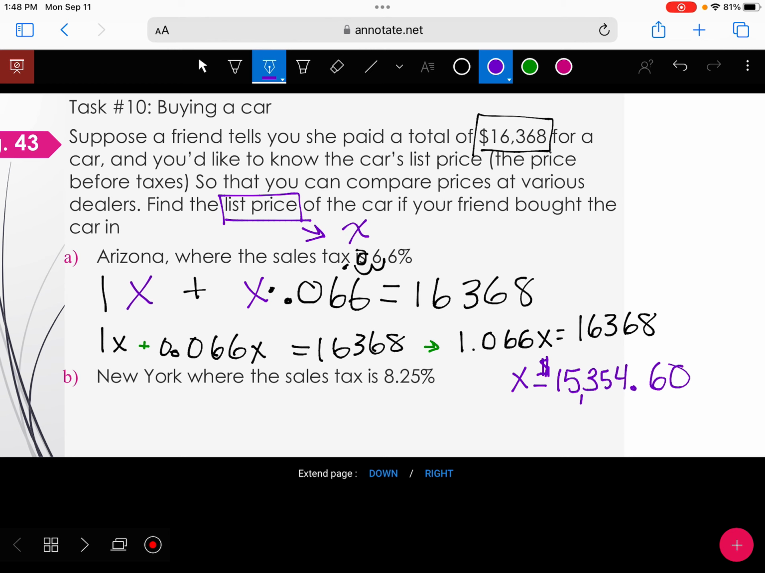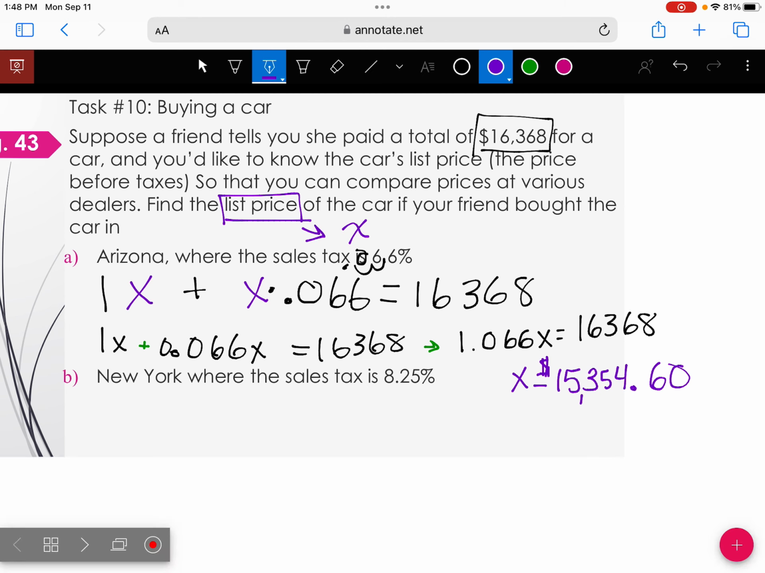For part B, you have another friend who goes, oh my gosh, I paid the exact same amount, but I live in New York. It's like they were check twinsies. They wrote the exact same check to the car company, because apparently we're comparing finances. I don't know. Like I said, context is a little ridiculous, but it's good math, so we're going to do the thing.